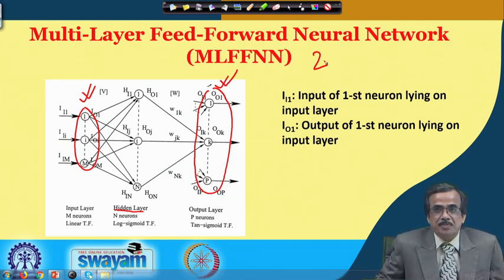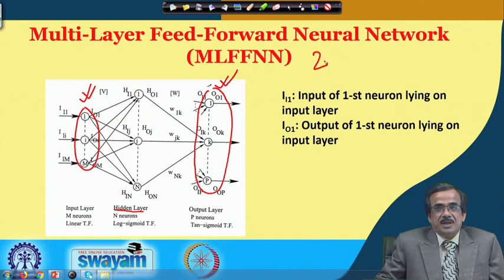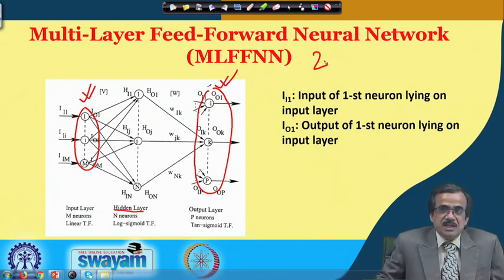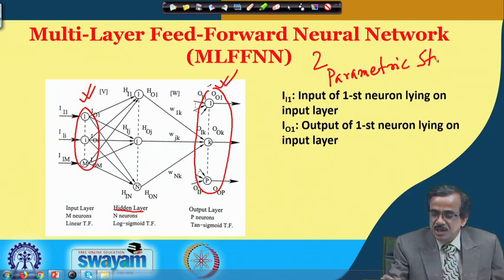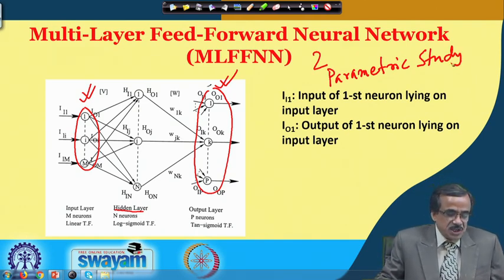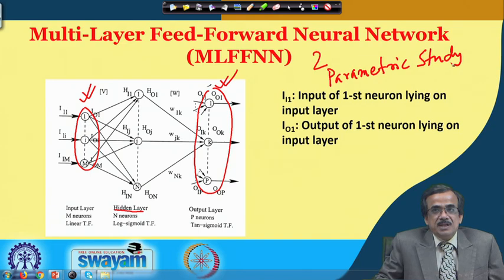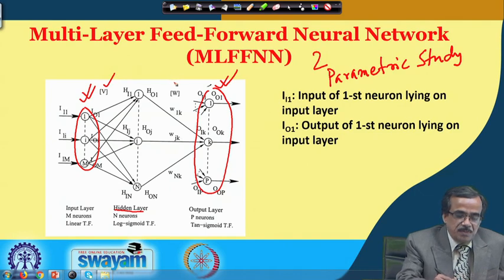Now, what should be the optimal number of neurons in this hidden layer? To decide that, we will have to carry out one parametric study. Before I go on to discuss the method of this parametric study, let me once again mention that the performance of this particular network depends on a number of parameters. Of course, it depends on the connecting weights, that is V and W.